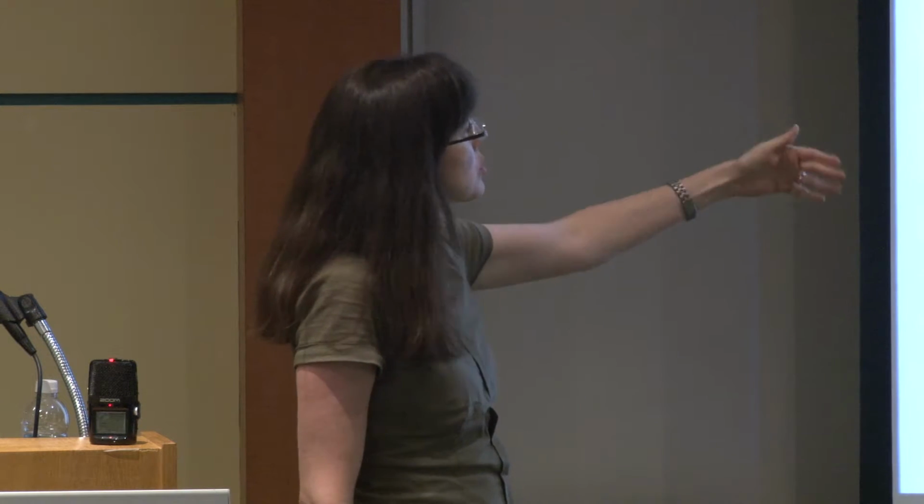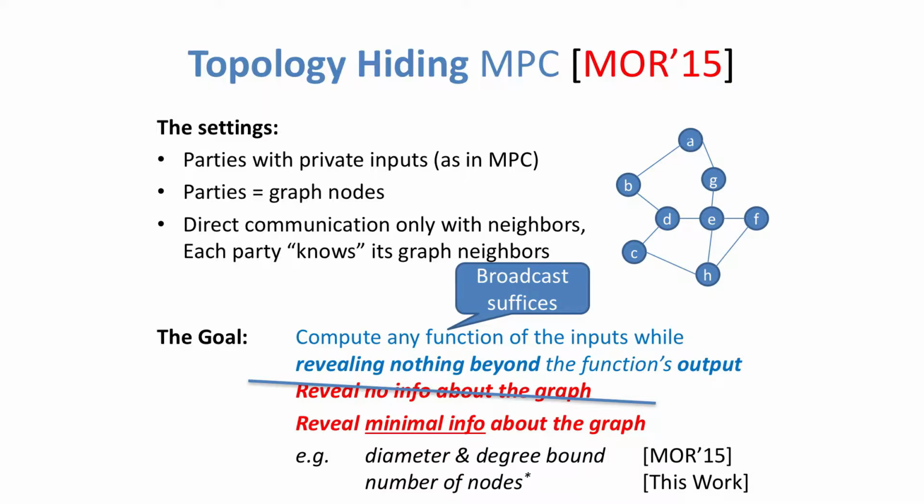And we said we want to compute any function, but by standard MPC works, we know it suffices to compute broadcast in a topology hiding way. And once you do that, from that topology hiding broadcast, you can compute all the other functions. So we're going to focus here just on computing broadcasts on the graph.